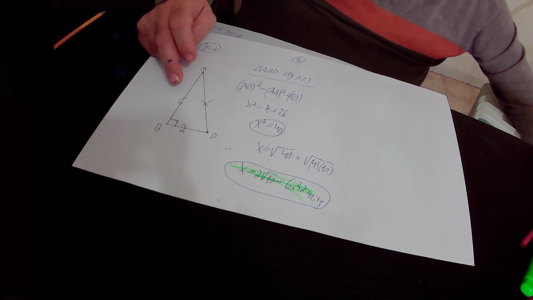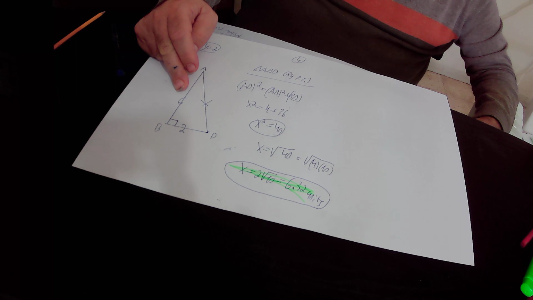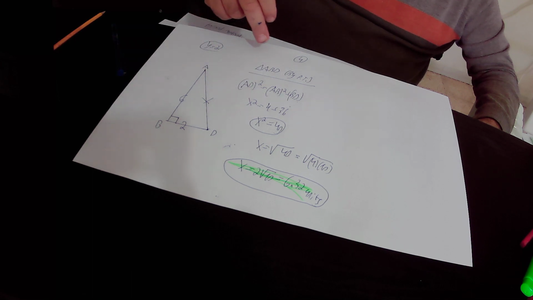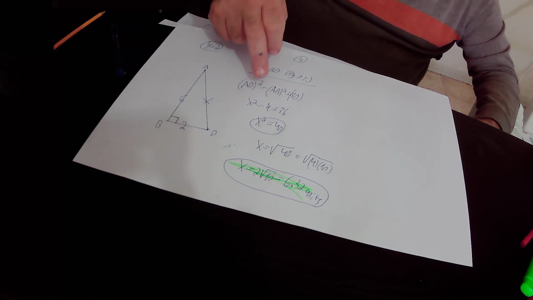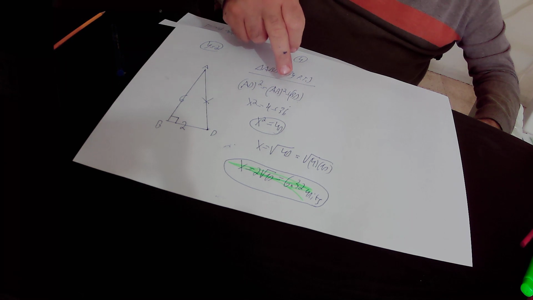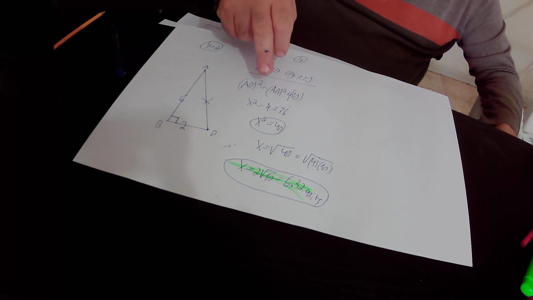So we implemented the Pythagoras theorem in this right triangle, triangle ABC. According to the Pythagoras theorem, AD squared equals AB squared plus BD squared. AD is x, so AD squared is x squared. AB is 6, so AB squared is 36. BD is 2, BD squared is 2 squared, that is 4. 4 plus 36 is 40.